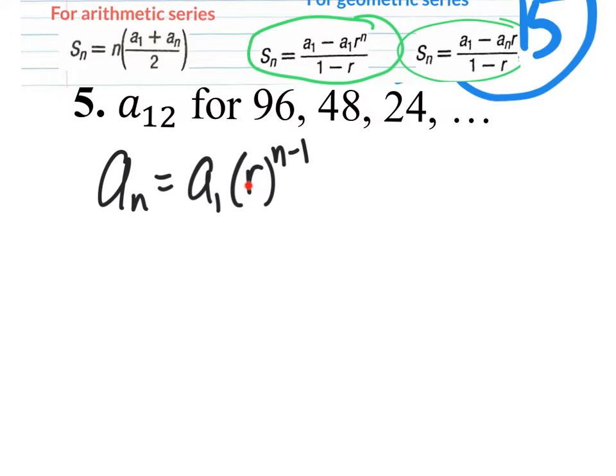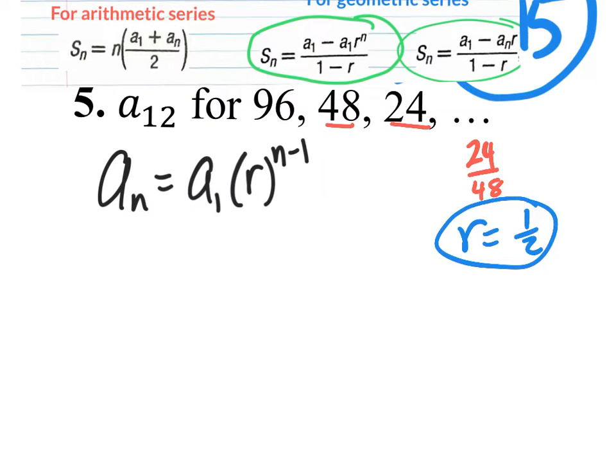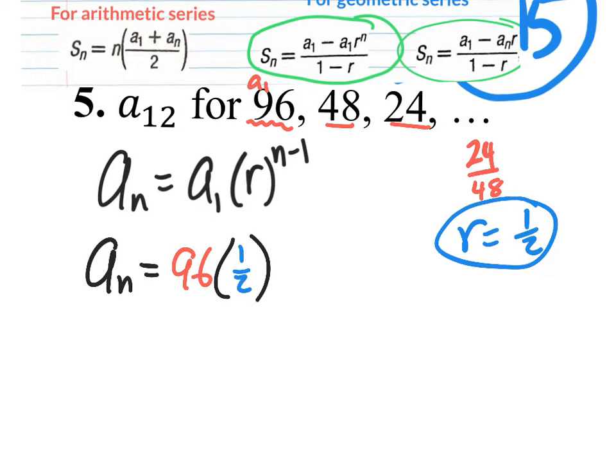They want the common ratio, which we could easily find by simply taking a number and putting it over the previous. 24 over 48. That means that your common ratio will be 1/2. That reduces down to 1/2. So how about the a sub 1 term? The a sub 1 term is the first number on your list, which happens to be 96. So what we have here is a sub n equaling 96 times the common ratio, which is 1/2, to the power of n minus 1.